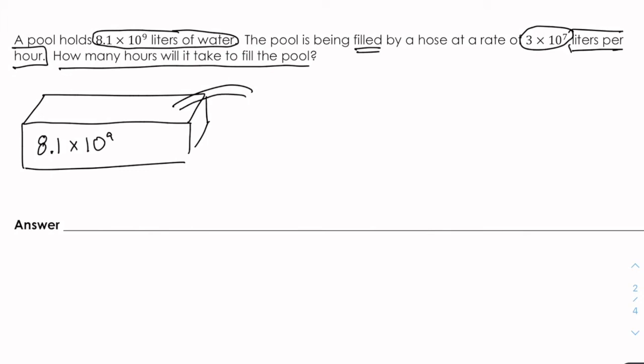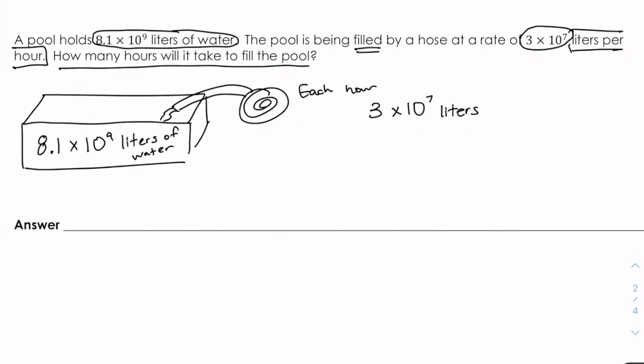And the hose that's filling up the pool, each hour this hose is putting in 3 times 10 to the 7th liters of water. So 1 hour would be 3 times 10 to the 7th liters. 2 hours, that would double, but we need to figure out how many hours it will take to fill up 8.1 times 10 to the 9th liters of water. Right, the volume of the pool, we want to see how long it will take to fill it up. And in order to do that, we're going to divide the total by the rate. Right, so 8.1 times 10 to the 9th power divided by 3 times 10 to the 7th power.